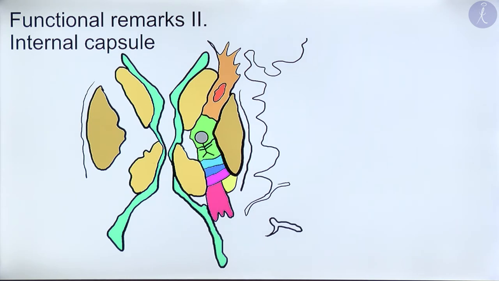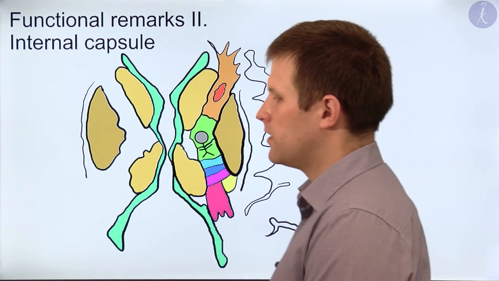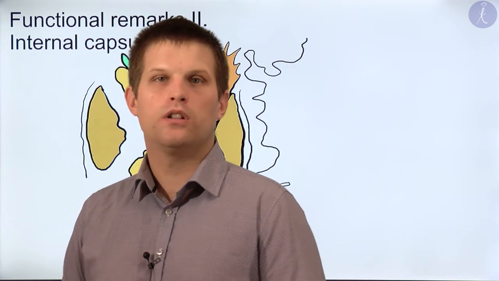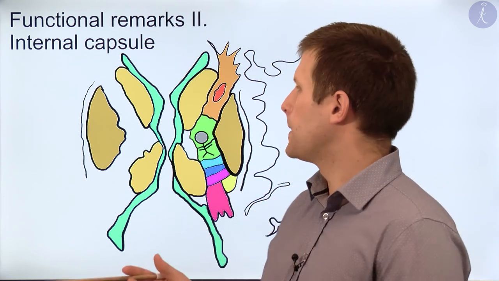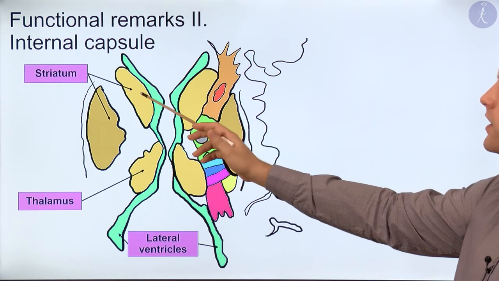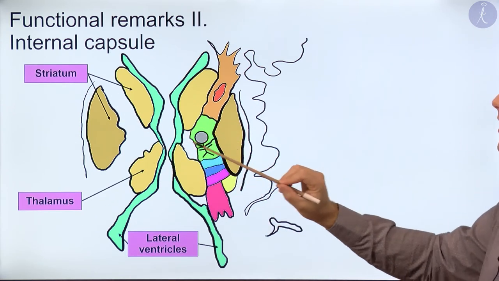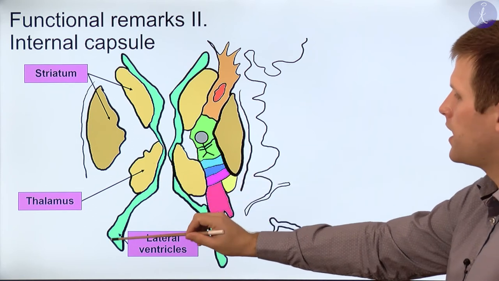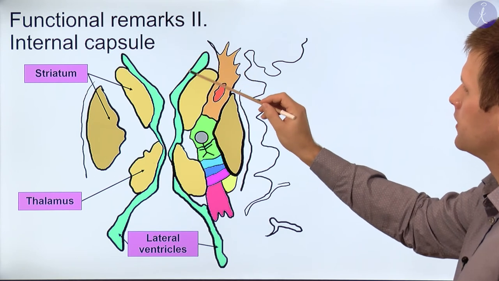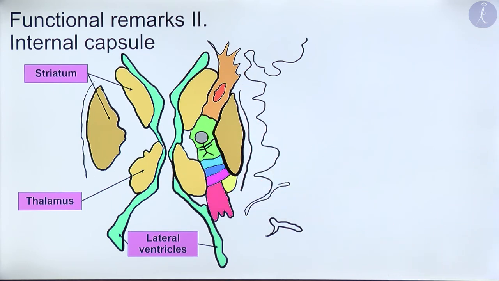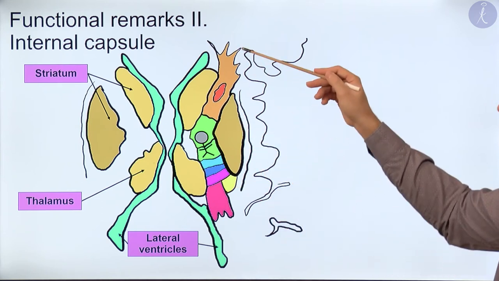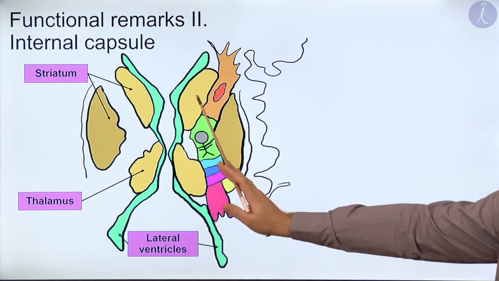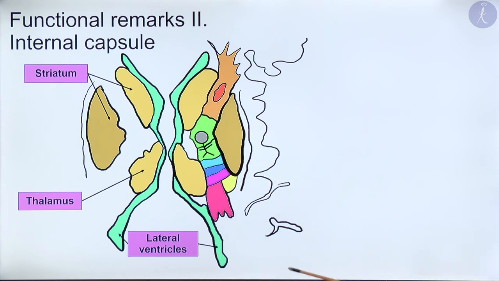The internal capsule is practically the part of the brain where all of the pathways are located together. What do I mean? Here we can find the striatum or corpus striatum. Here we can find the thalamus. Medial to them, this green and bluish structure indicates the lateral ventricles of the telencephalon. Between the striatum, nuclei and thalamus, we can find white matter where we can detect the ascending and descending pathways.